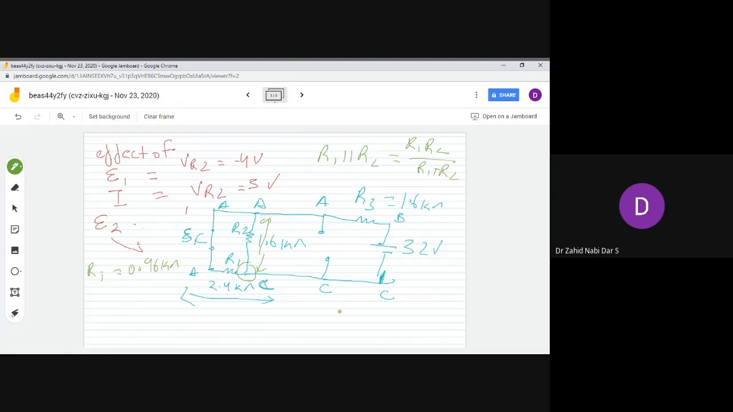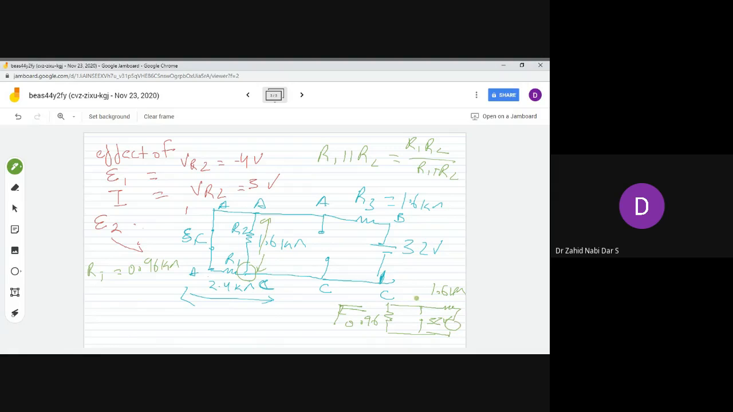So now the circuit further reduces, and you can draw it like this. Instead of R1 and R2, you have 0.96 kilo ohm, and this is open circuit as it is. Here you have R3 and the voltage source. The voltage source here is 32 volt, and you have this 1.6 kilo ohm.